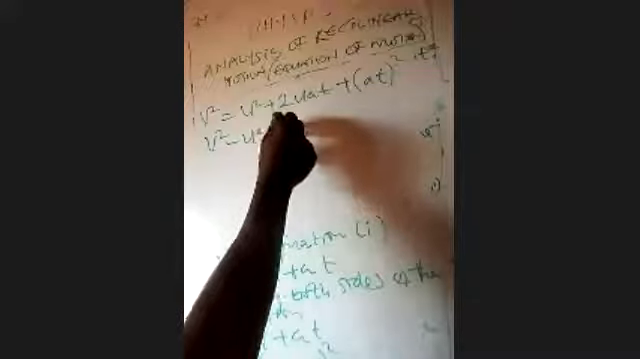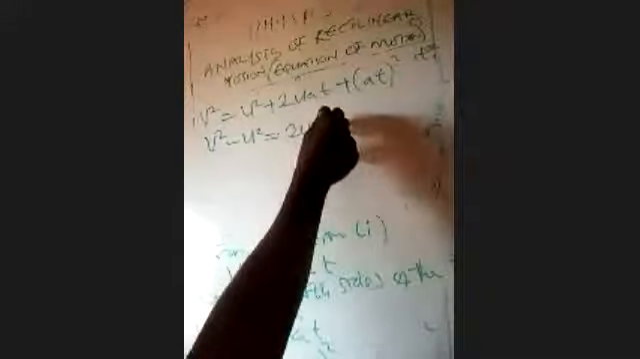Now v squared minus u squared will be equal to 2uat plus a squared t squared. By collecting the like terms, v squared minus u squared is equal to 2uat plus a squared t squared.